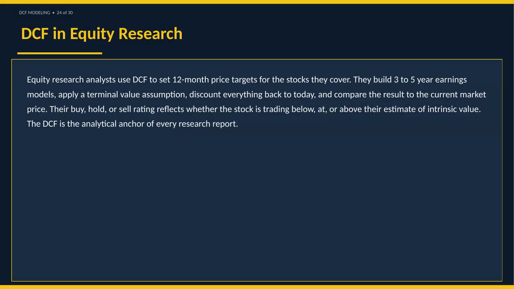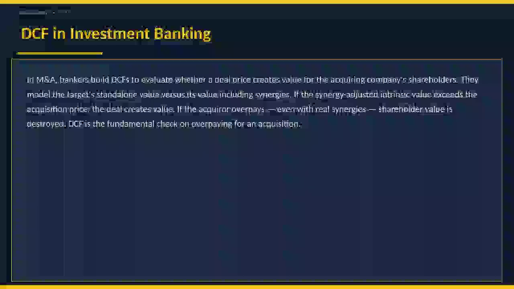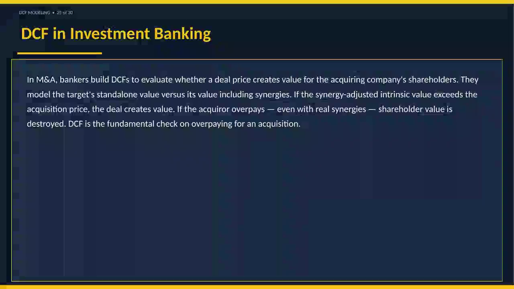Equity research analysts use DCF to set 12-month price targets for the stocks they cover. They build 3 to 5 year earnings models, apply a terminal value assumption, discount everything back to today, and compare the result to the current market price. Their buy, hold, or sell rating reflects whether the stock is trading below, at, or above their estimate of intrinsic value. The DCF is the analytical anchor of every research report.